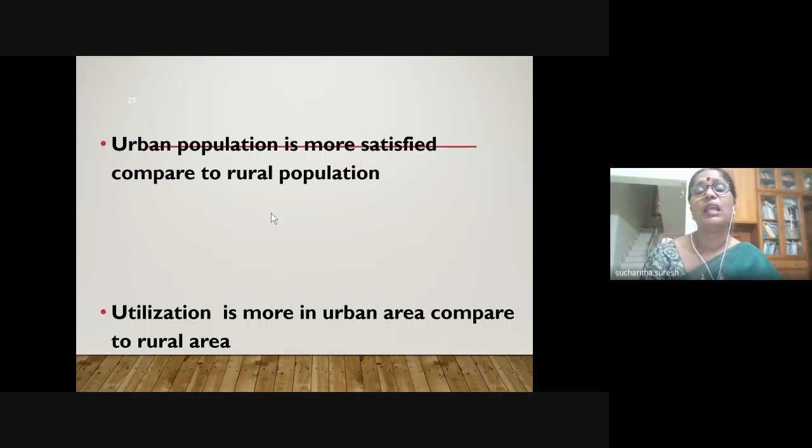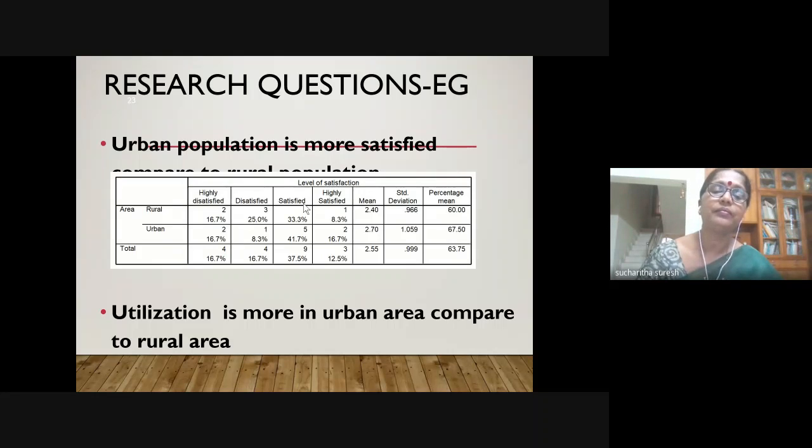Okay, these two are hypotheses, and I have data here. Level of satisfaction, rural and urban. So this is a complete presentation of the data, dear friends. If at all it comes like this, done. Your entire thing is very clearly given here. You can see the mean values also here. Level of satisfaction is measured on a 5-point rating scale. 2.4, 2.7, and 2.55.